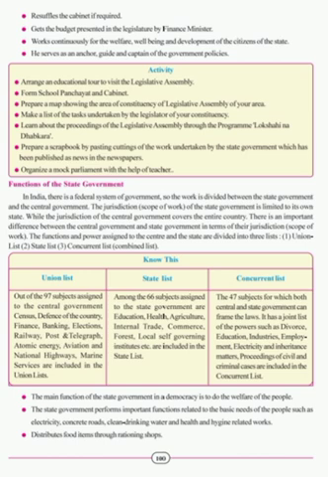Functions of the state government. In India, there is a federal system of government, so the work is divided between the state government and the central government. The jurisdiction, that is, scope of work of the state government, is limited to its own state, while the jurisdiction of the central government covers the entire country.